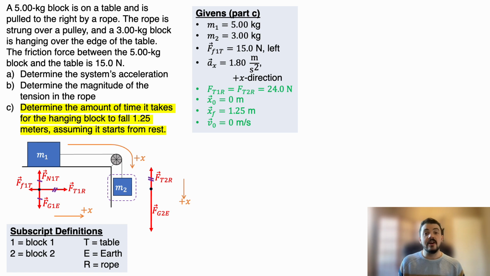The starting position is an arbitrary choice that you get to make, and so I often like to make it 0 meters. We also know it starts from rest, so even though the number 0 isn't explicitly written in part C, we do know that the initial velocity is 0 meters per second.